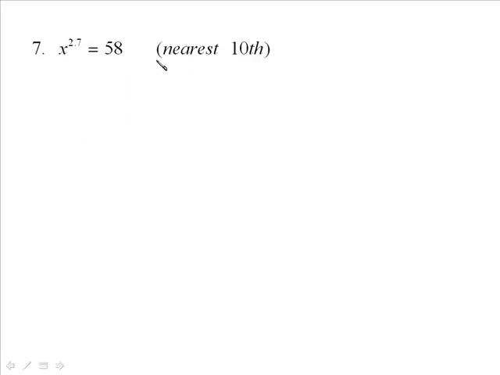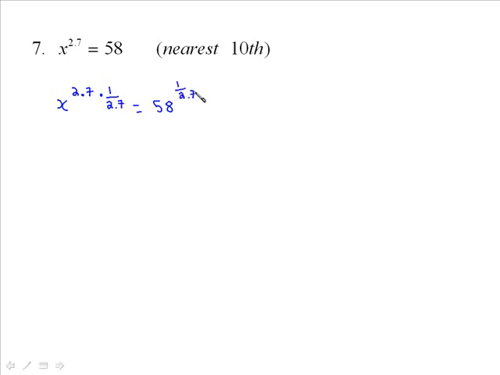The last one, x to the 2.7 is equal to 58. And this one is not difficult, but it'll throw people because of the decimal and the exponent. But don't do anything different. If you want to get rid of that 2.7, you just raise it to 1 over 2.7. And then do the same thing. You go 58 raised to the 1 over 2.7.